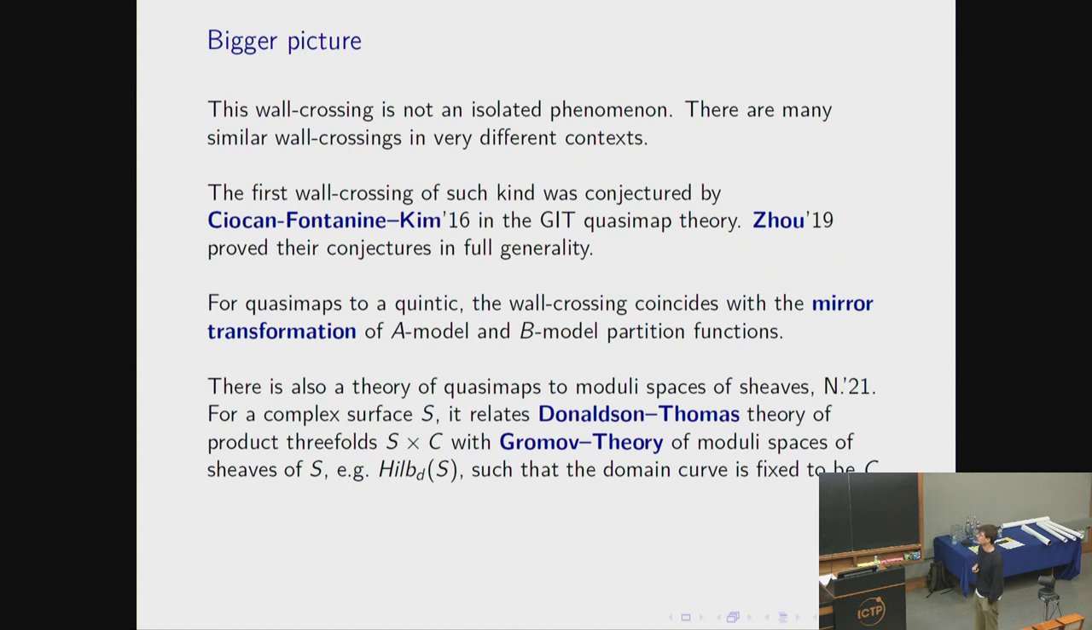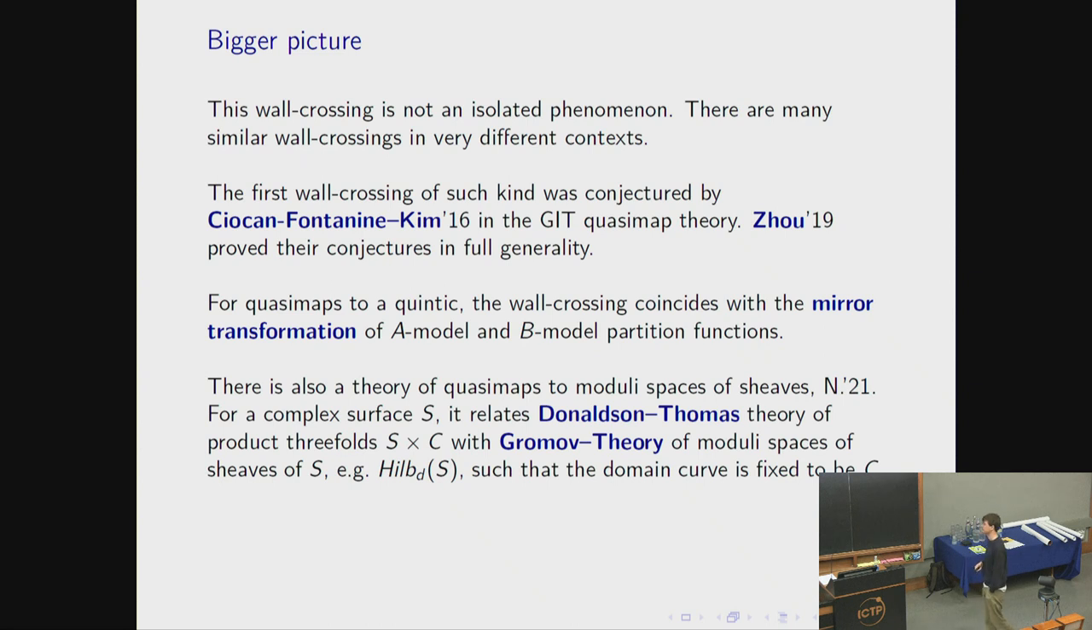And in this case, the wall crossing actually relates Donaldson-Thomas theory of a product threefold. S is a complex surface, and the product threefold is S times C. So the same kind of wall crossing relates Donaldson-Thomas theory of this product threefold with the Gromov-Witten theory of moduli spaces of sheaves on S, for example, the Hilbert scheme of points on S, such that the domain curve is fixed. So in that case, it's exactly the same kind of wall crossing. Symbolically, it has the same form.